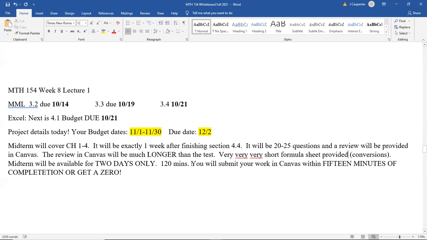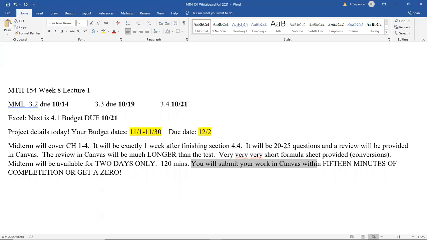You are allowed a calculator, of course. That's how we do everything in QR. But you will have to either take a picture of your work with your name on it, your name on each piece of paper with your work, and then you'll have to submit that in Canvas within 15 minutes of completing the exam. So I have to give this 15-minute timer so that we make sure there's no funny business going on.